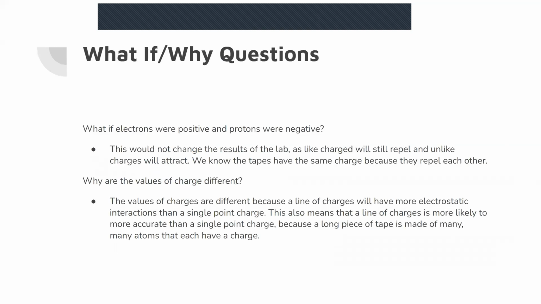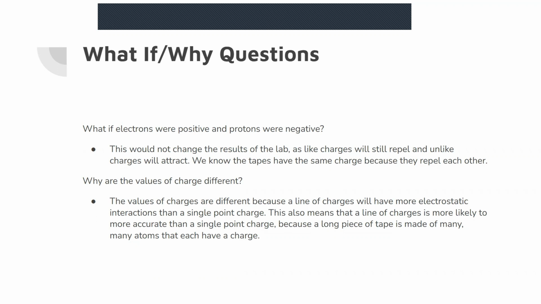And then for the what if and why questions. If electrons were positive and protons were negative, this would not change the results of the lab, as like charges would still repel and unlike charges would still attract. We know that the tapes have the same charge because they repel each other, which is why tape B floats.